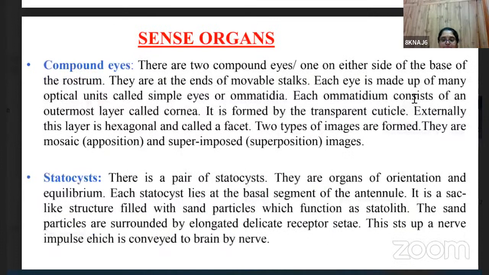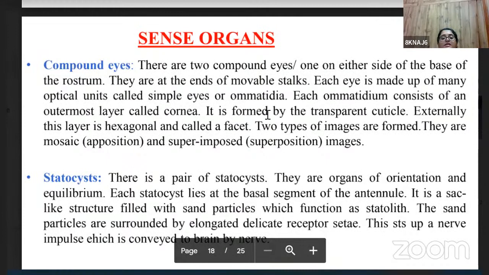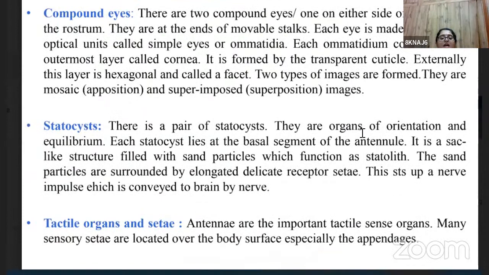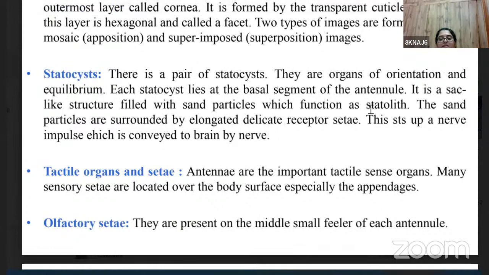Again, you have compound eyes and statocysts present. The compound eyes have ommatidia, and each ommatidium has a cornea as the outermost layer, which is transparent. Externally, it is hexagonal, called the facet. Two images are formed, that is mosaic and superimposed. You have statocysts, which are organs for equilibrium and orientation, present at the basal segment of the antennules.